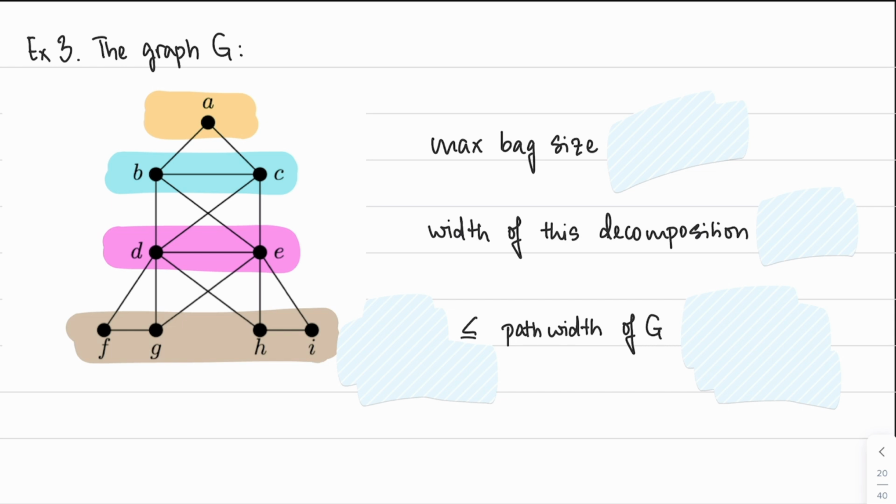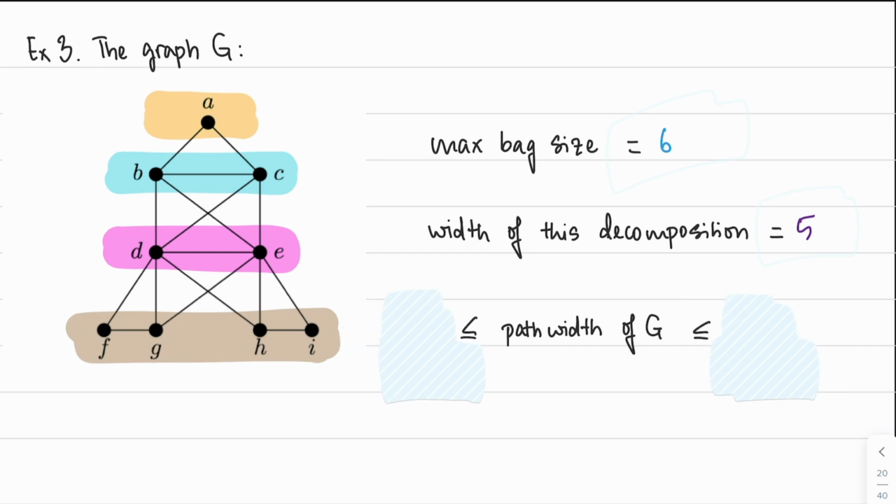But we could do the same thing that we did for the grid. We could take these layers two at a time and try to work things out. So when you do that, you get ABC as the first bag, BCDE as the second, and DEFGHI as the third. So we have 3 bags, and the maximum bag size is 6, which means that this is a path decomposition of width 5.